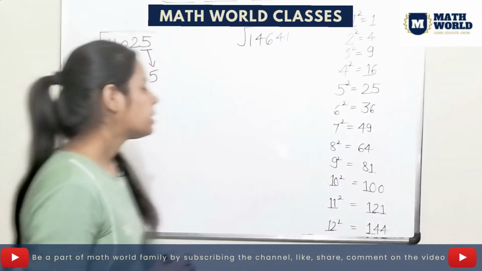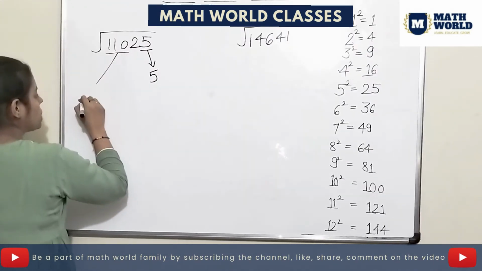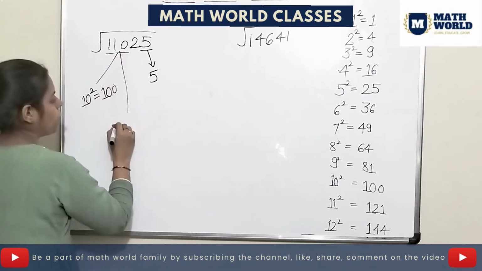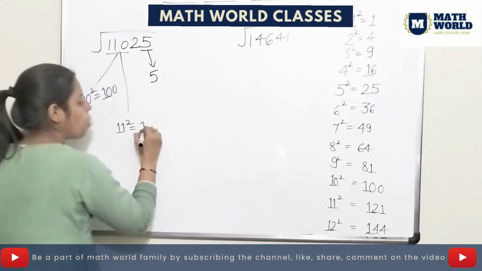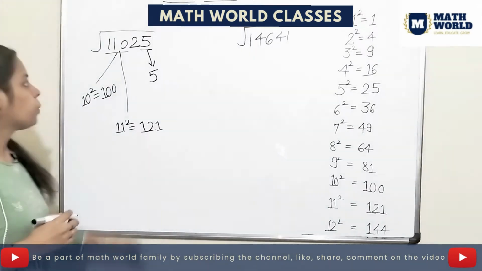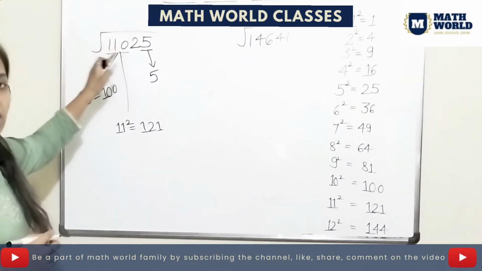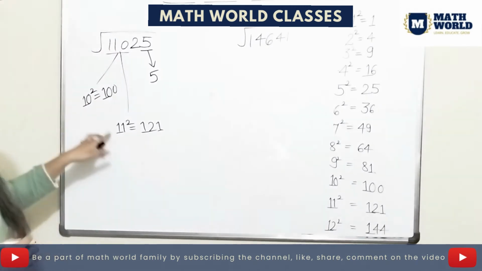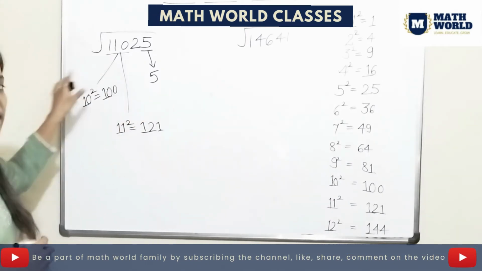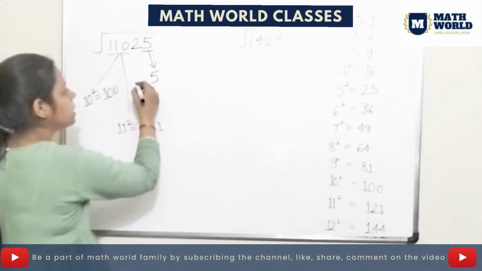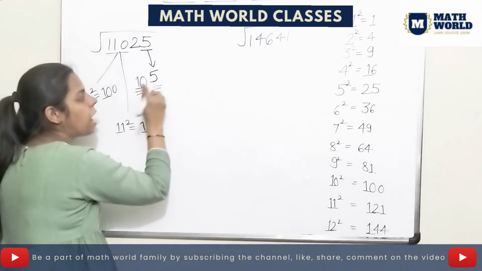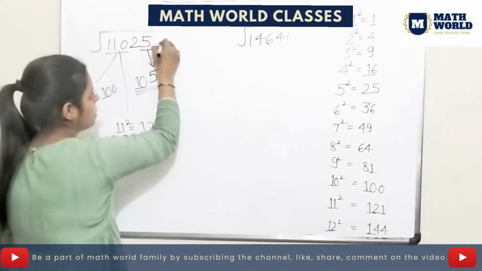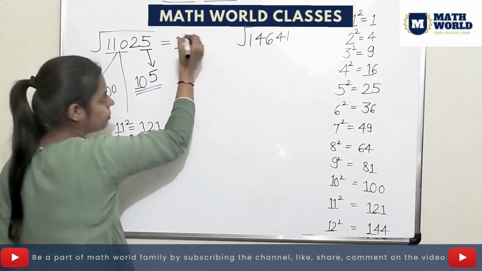So we get 110 lies between the squares of 10, that is 100, and the square of 11, that is 121. So 110 lies between the square of 10 and 11. The next step is to write the smaller number with this digit. So here between 10 and 11, the smaller one is 10. Also this is the last and the only option we have with us. So our answer will be 105.